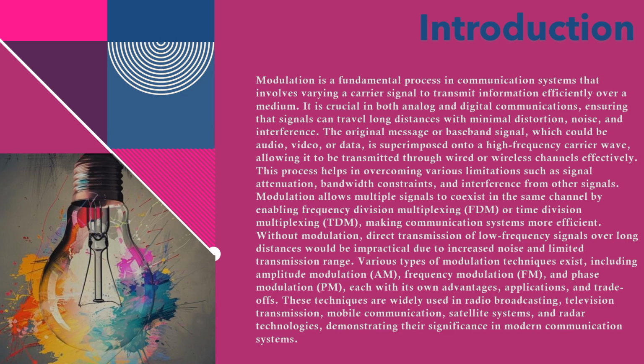Introduction to modulation. Modulation is a key process in communication that allows signals to be transmitted efficiently over a medium. By varying a high-frequency carrier signal based on the original message signal, modulation ensures that communication can occur over long distances while minimizing distortion and interference. Without modulation, direct transmission of low-frequency signals would be impractical due to attenuation and noise. Various types of modulation exist, each with unique advantages and applications in broadcasting, telecommunications, satellite communications, and more.